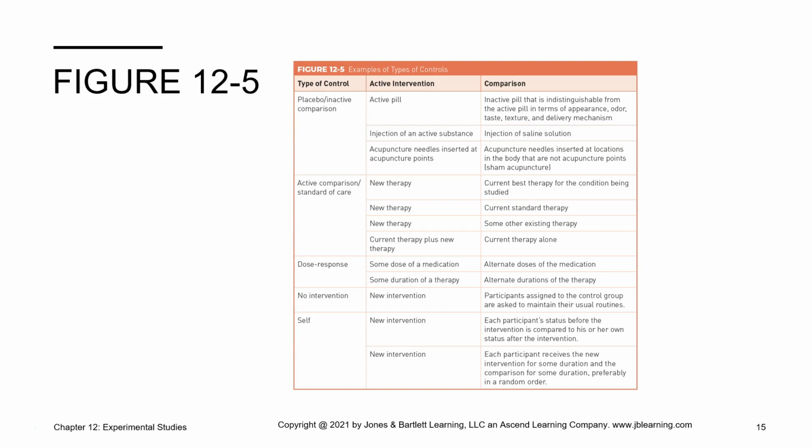And so figure 12.5 goes over some of these examples, and these are pretty much what I just talked about here, but looking at the type of control here. So if we have a placebo inactive comparison, you could compare that to, say, an active pill, and then you would want it to be very similar so that people don't know the difference and realize that they're not getting the actual pill, because then it could affect your results. And so there's some different other comparisons here that you can look at on your own.